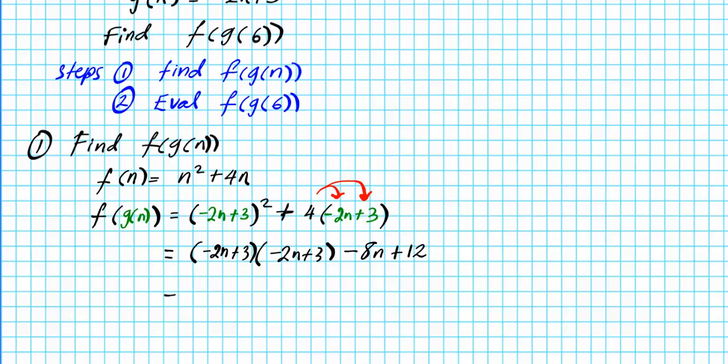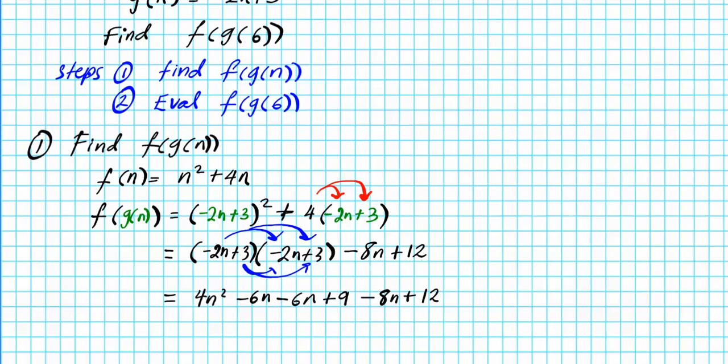Okay, now we're going to go ahead and follow this out. Whenever you multiply two binomials, you can accomplish that by multiplying the first, outer, and then inner, and then last. Double distribution, okay? Negative 2n times negative 2n, minus times minus is plus, so you have 4n squared. Negative 2n times 3 is minus 6n. And then positive 3 times negative 2n is negative 6n. And then plus 3 times plus 3 is plus 9. And then minus 8n plus 12.